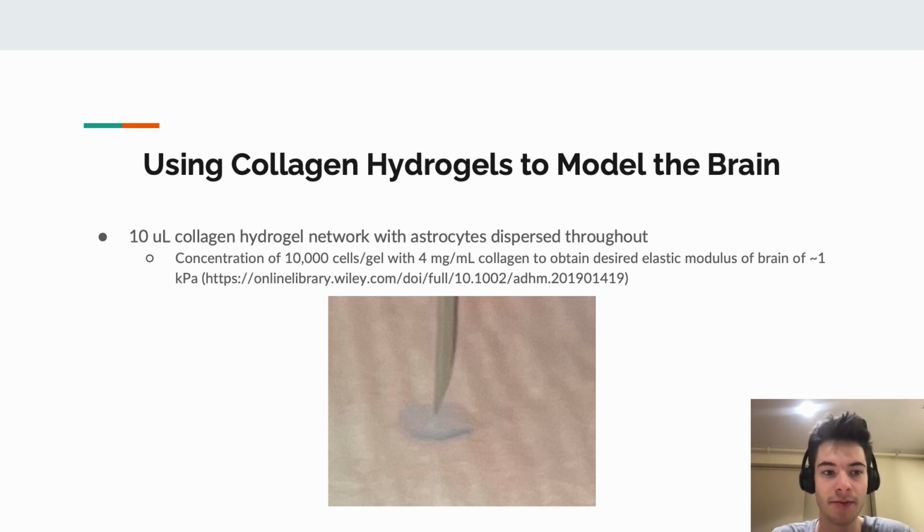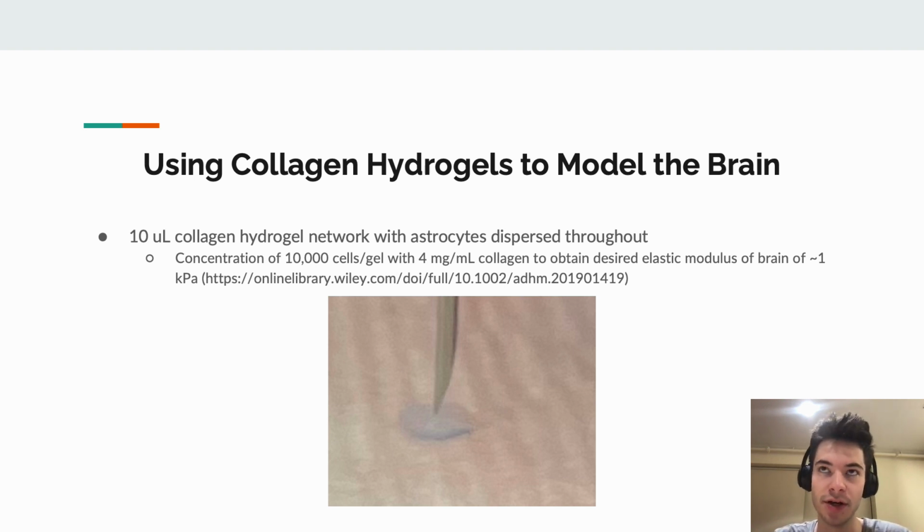So what we came up with was using a 10 microliter collagen hydrogel network with astrocytes dispersed throughout. Astrocytes were grown in culture, and in the making of the collagen hydrogel, astrocytes were inserted at a concentration of 10,000 cells per gel with a 4 milligram per milliliter collagen concentration. And this was done in order to obtain a literature-seen desired elastic modulus of the brain.